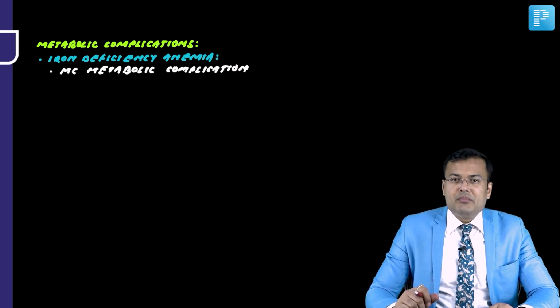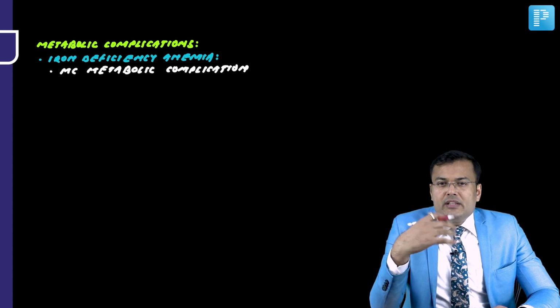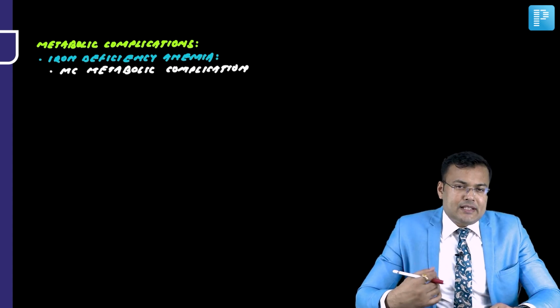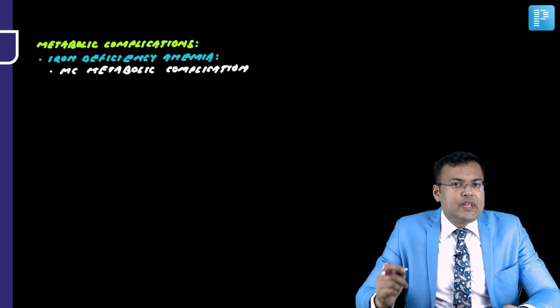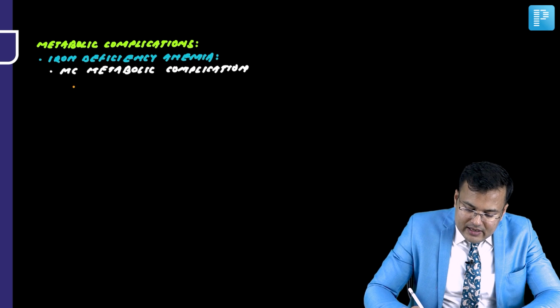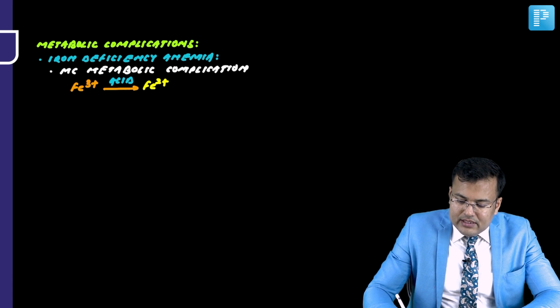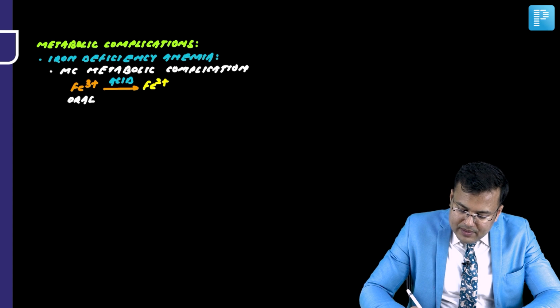Question: why? What is the problem? The oral form of iron is Fe3+. On this Fe3+ form there is the action of acid, and it is converted into Fe2+. This Fe2+ is the absorbable form of iron. So Fe3+ is the oral form, and Fe2+ is the absorbable form.